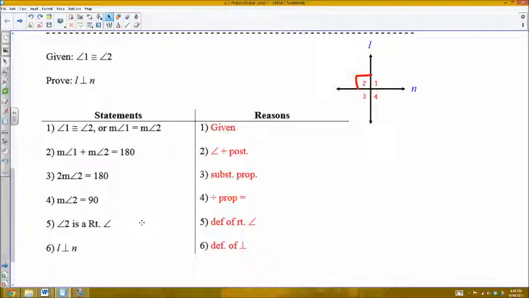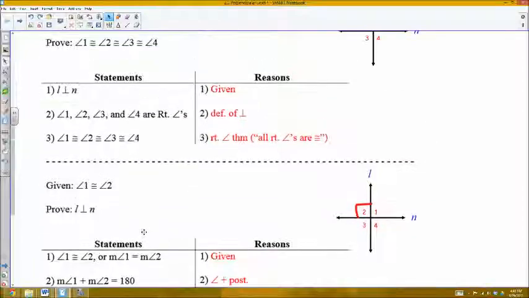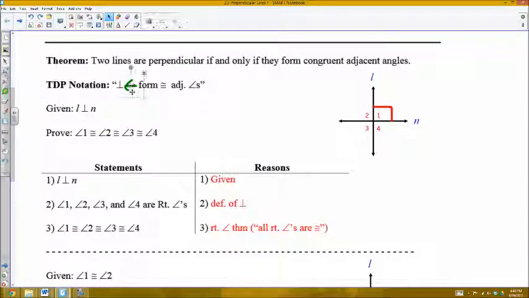So that's two ways that we can use the definition of perpendicular in a proof, and we've actually used it to prove this new theorem: perpendicular if and only if they form congruent adjacent angles. We can now use this in proofs, and we'll see examples of how to use this in proofs in class tomorrow.